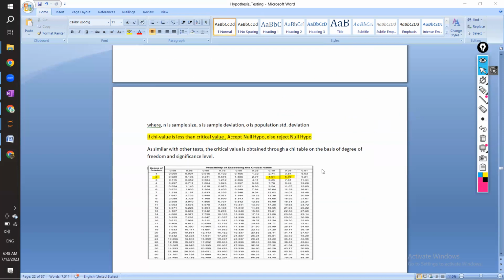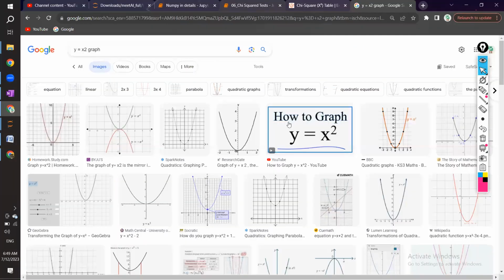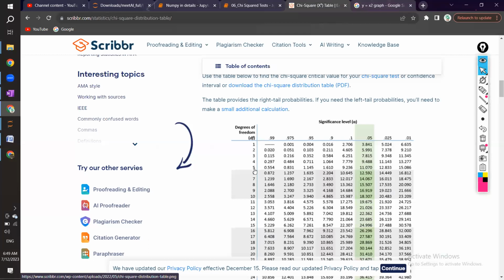Similarly, just like other tables, the T table and the Z table, you also have a chi-square table. This is how the chi-square table looks. Here also, similar to the T table, you need two things: one is the significance level, and the second is the degrees of freedom. Agree? So here also you have two things, degrees of freedom and the significance level.